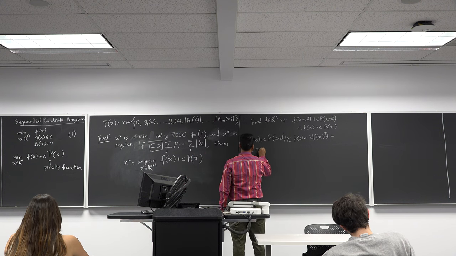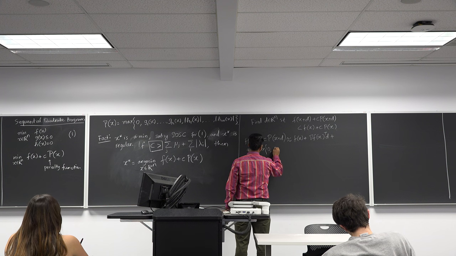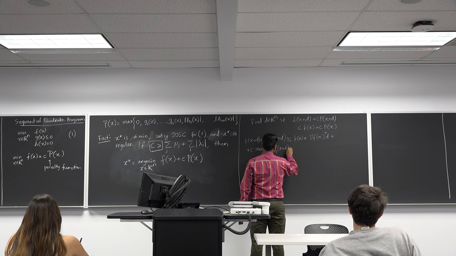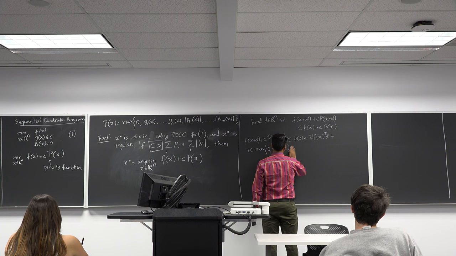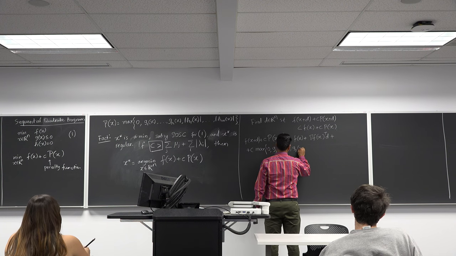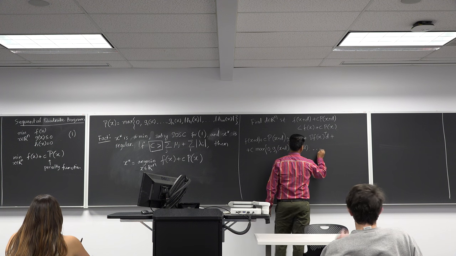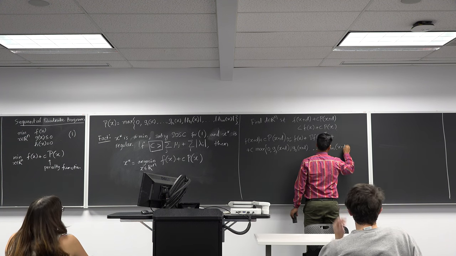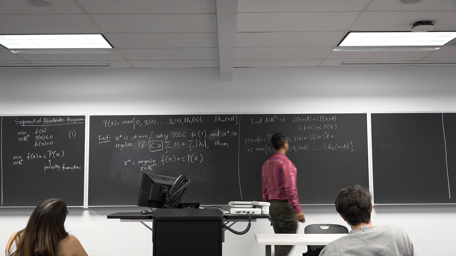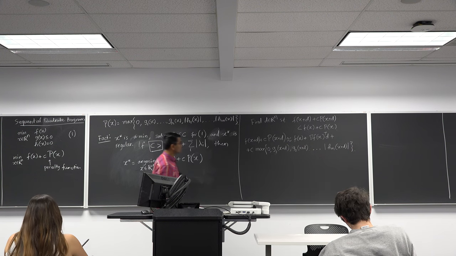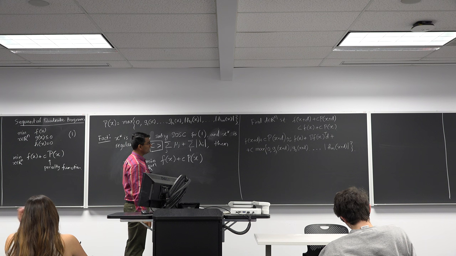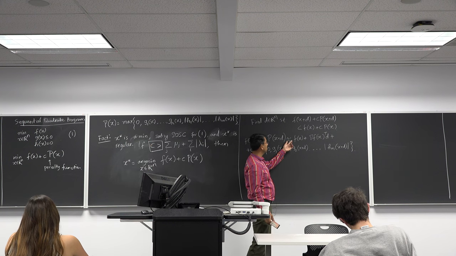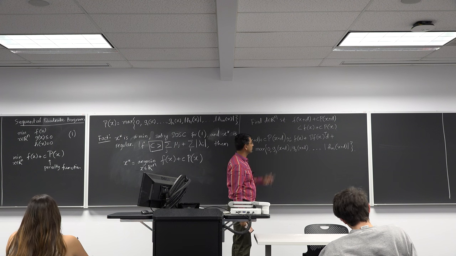Plus c max of 0, g1 of x plus d, g2 of x plus d, and let me just write the last term, hm of x plus d. So I did the first order Taylor expansion here, and now I get this particular term.